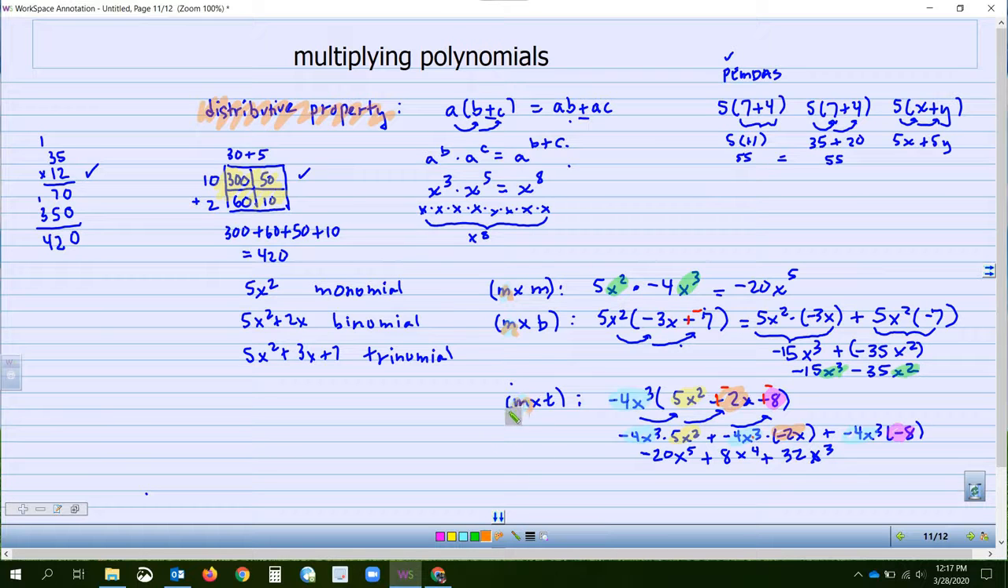Okay, what about if we're not multiplying by a monomial? What if we want to do a binomial times a binomial, or a binomial times a trinomial, or a trinomial times a 4-term polynomial? Well, that's where this rectangle method is going to really come in handy. Now, I'd be lying to you if I told you you couldn't actually apply the distributive property with these other ones. You don't actually have to use the rectangle, but I'm telling you, the rectangle way is the way to go.